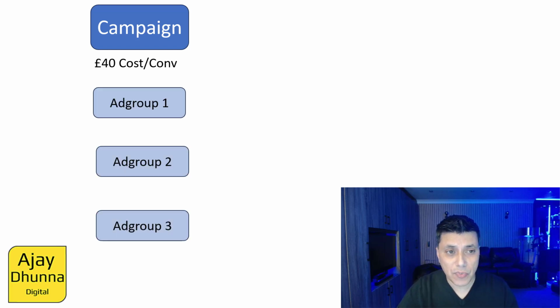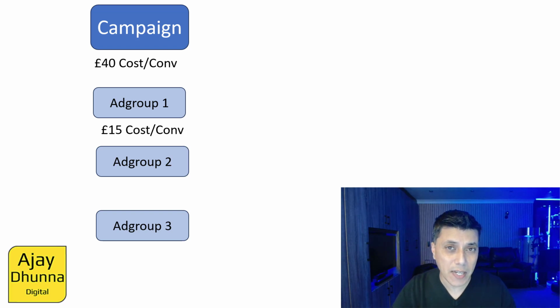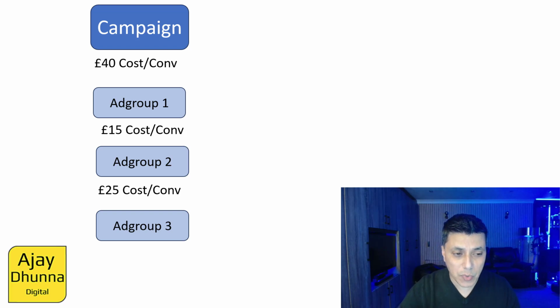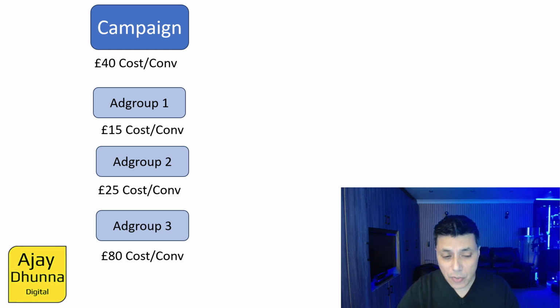Let's assume you've got 3 ad groups here, and ad group 1 could be converting at £15 per conversion. That's the key thing that you need to look at. You need to look at the ad groups within the campaign. What are they actually converting at? In this case, we've got one ad group converting at £15 per conversion, another converting at £25 per conversion, and another converting at £80 per conversion.